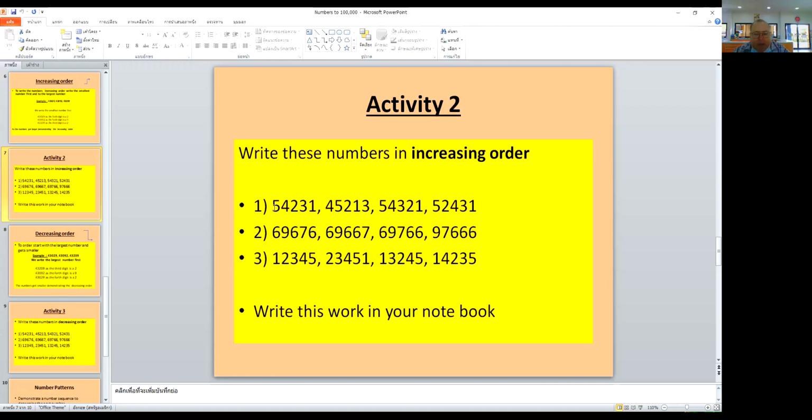Our last set of numbers is 12,345, 23,451, 13,245, and 14,235. So you're writing these numbers from the smallest to the largest.